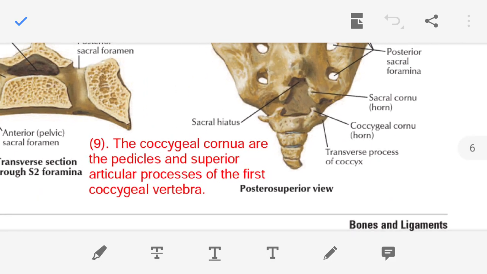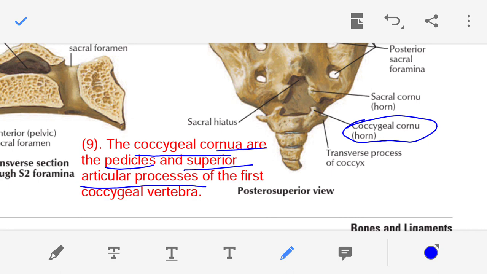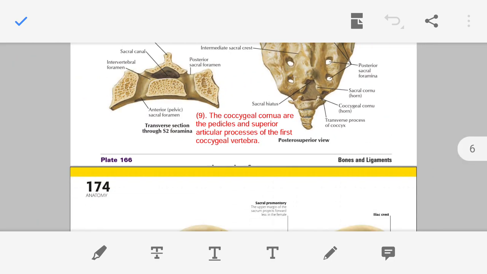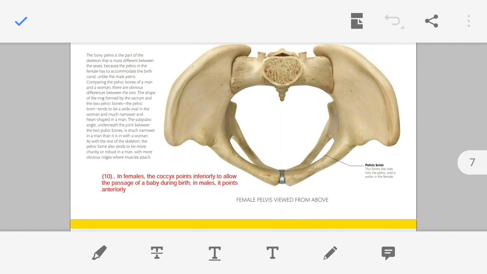Now, what are the coccygeal cornua, and how do they originate? The coccygeal cornua are the pedicles and superior articular processes of the first coccygeal vertebra. Remember this point. This is the ninth point. Moving on to the tenth point.